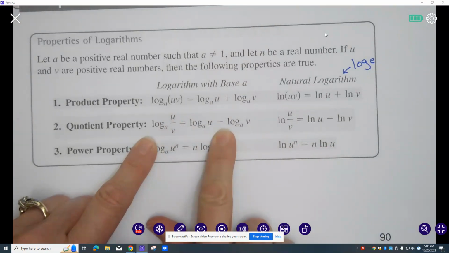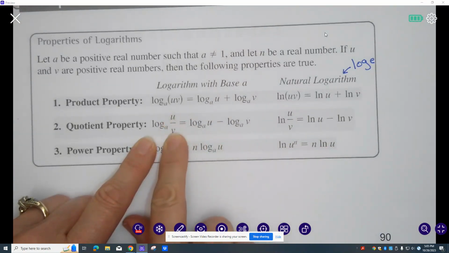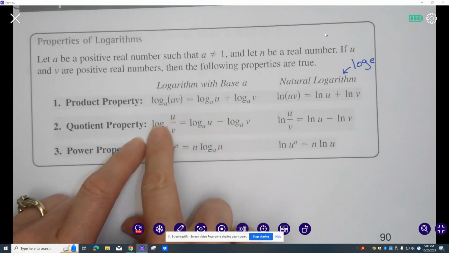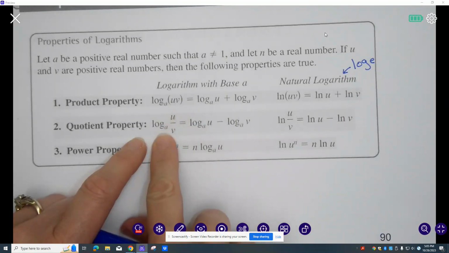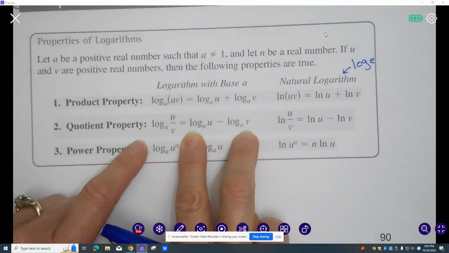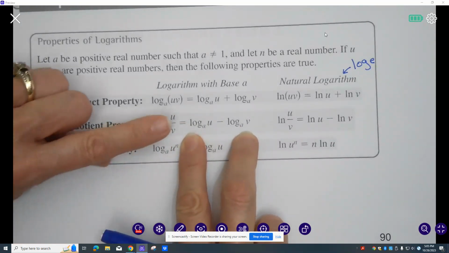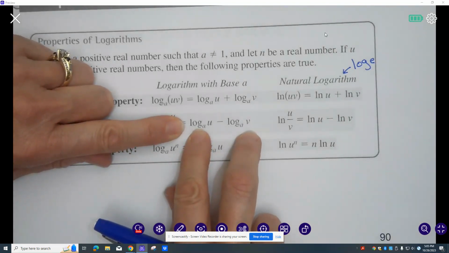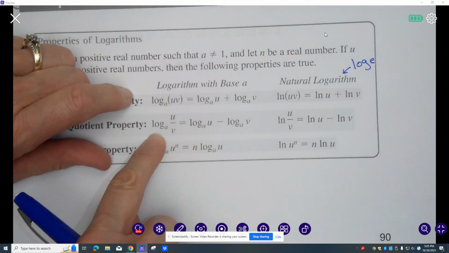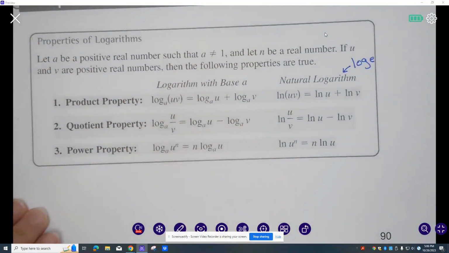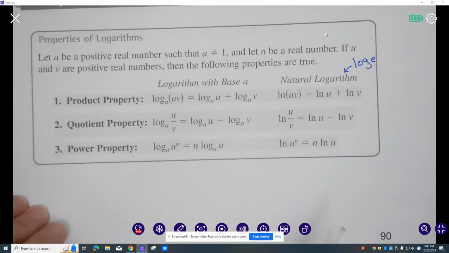Division becomes subtraction. Just remember, division makes things smaller. Subtraction makes things smaller. So if I'm looking at this, I have a single log and I want to separate it into two logs. We will also spend a lot of time going in the other direction. We have two separate logs and we want to rewrite them as a single log. So both directions here are important.